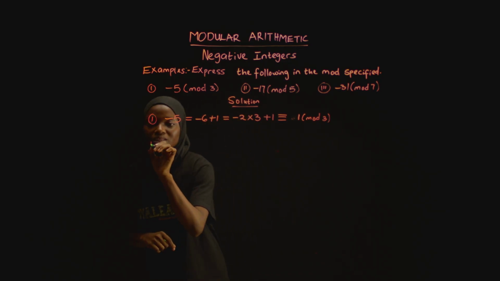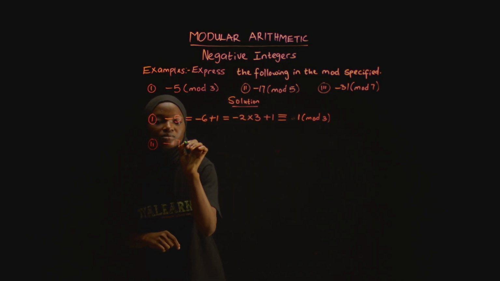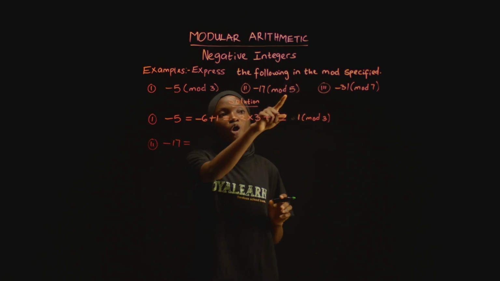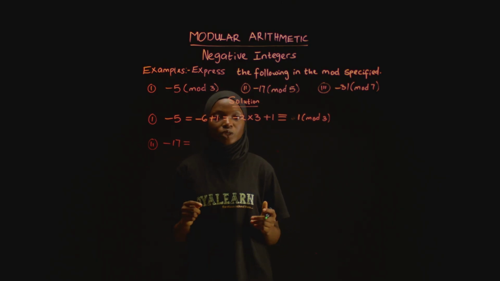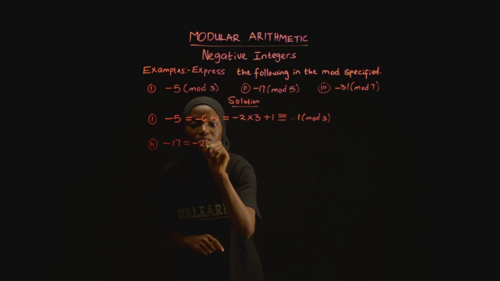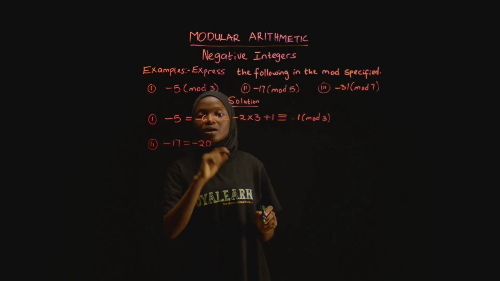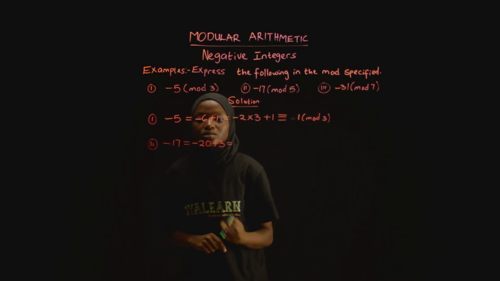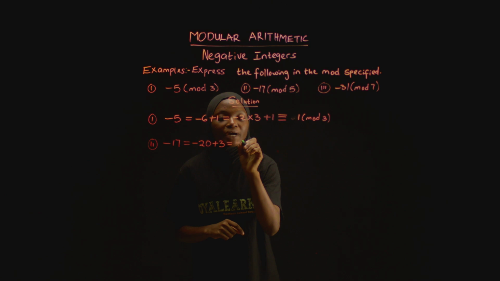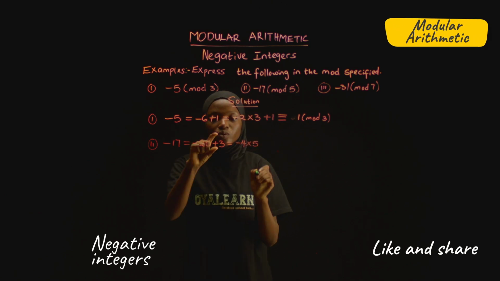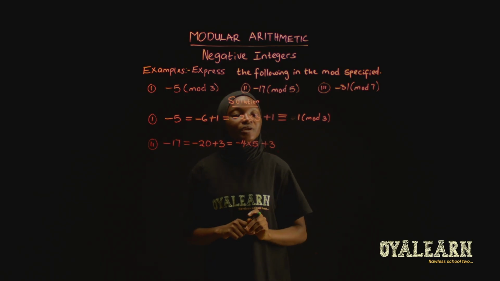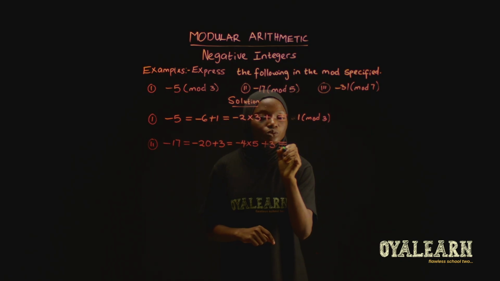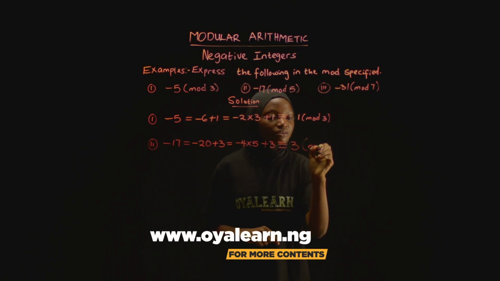Another example is -17. And here we have to express it in mod 5. Now what multiple of 5 comes after 17? That's 20. So we'll say -20. Now what can I add to -20 to give me back my -17? That's a +3. And -20 can be expressed as -4 times 5, then we have the +3. Our remainder here becomes this positive integer. That is, -17 is equivalent to 3 in mod 5.